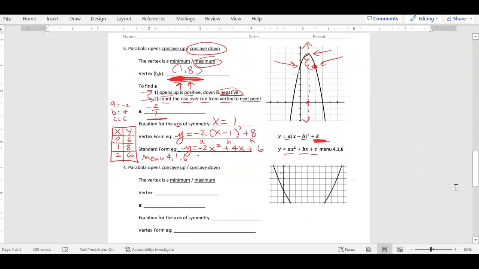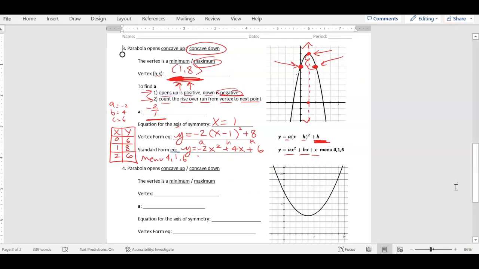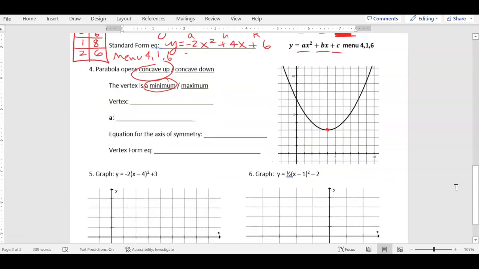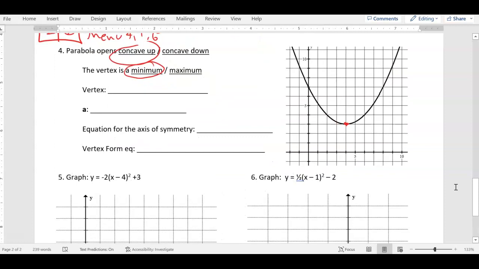Now, number 4 is very similar. So what do y'all think? I want y'all to really help me out here as we do this. Is this concave up or down? What do you think? It opens up. Is there a max or a minimum right here? It's at the bottom of a U, so it is minimum. All right, I need the coordinates of that vertex. What do you think? Okay, 4. I need X and then a Y. Okay, 4, 3 is correct. That's my H and my K.